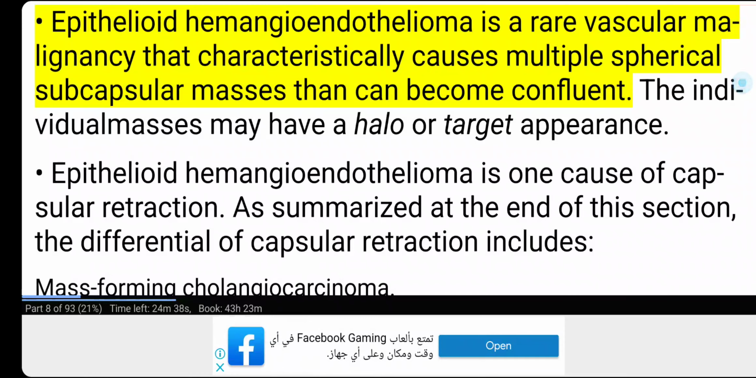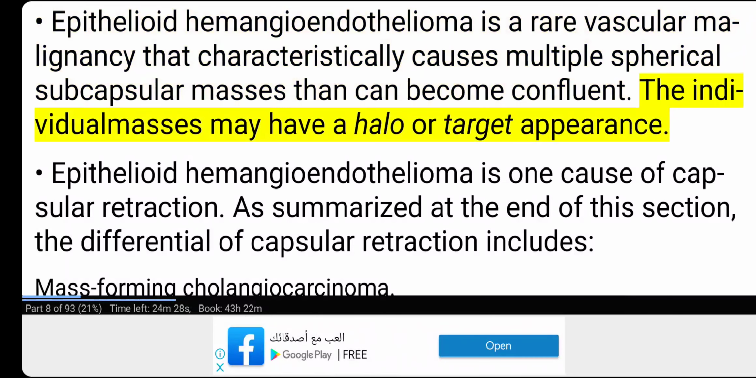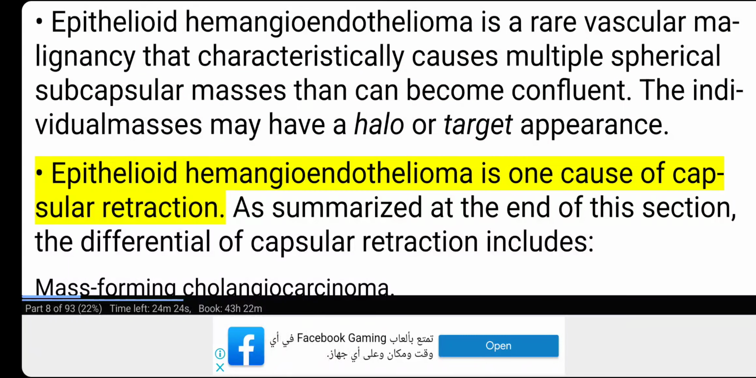Epithelioid hemangioendothelioma is a rare vascular malignancy that characteristically causes multiple spherical subcapsular masses that can become confluent. The individual masses may have a halo or target appearance. Epithelioid hemangioendothelioma is one cause of capsular retraction.